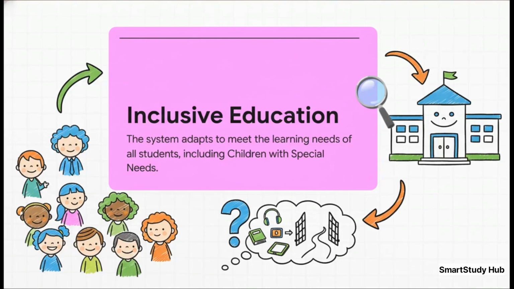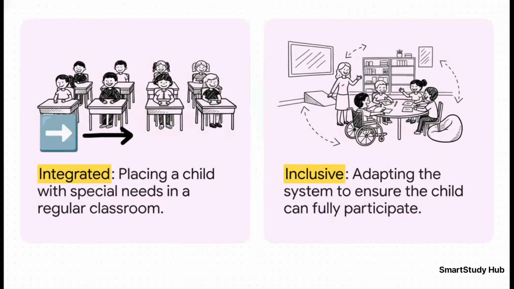The most important part of this is right there in the definition. In an inclusive classroom, the system changes to fit the child, not the other way around. It's a massive shift in perspective. Instead of asking, can this student fit into our classroom, we start asking, how can our classroom adapt to fit this student's needs? See the difference? It's huge.